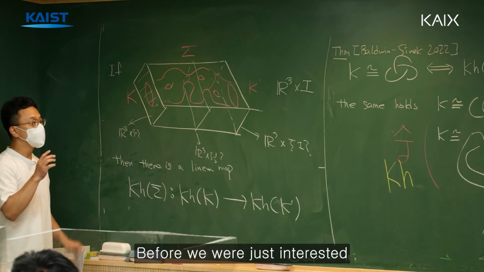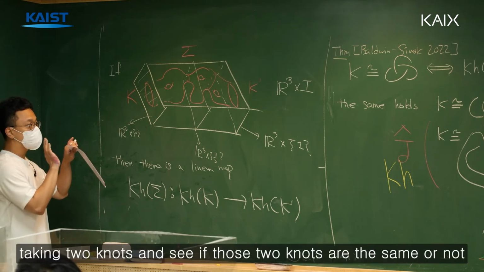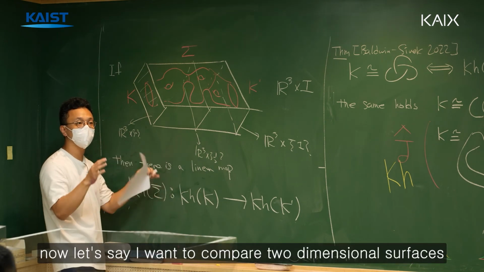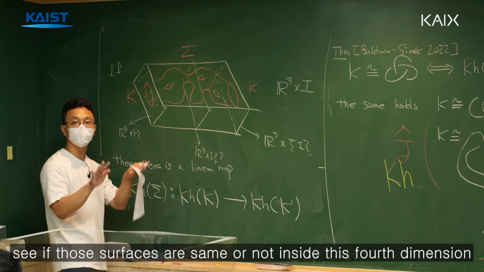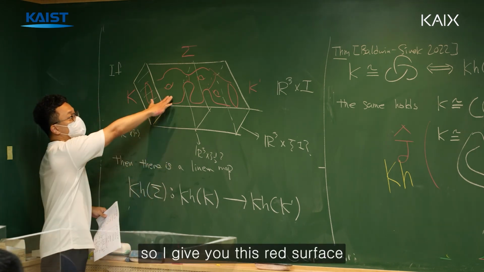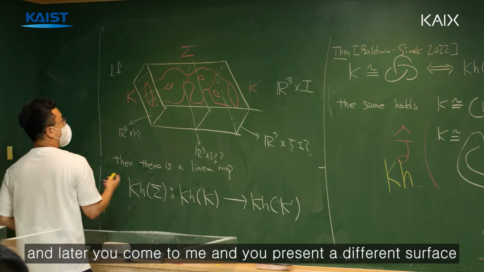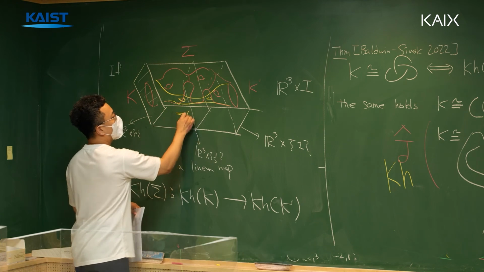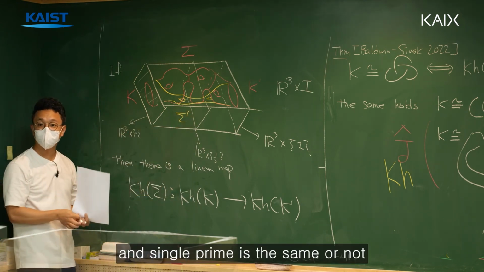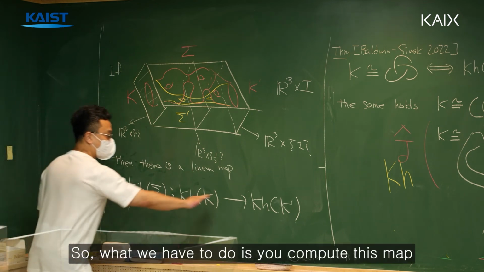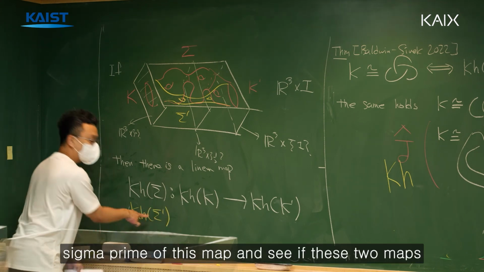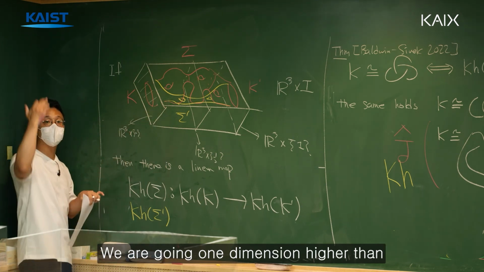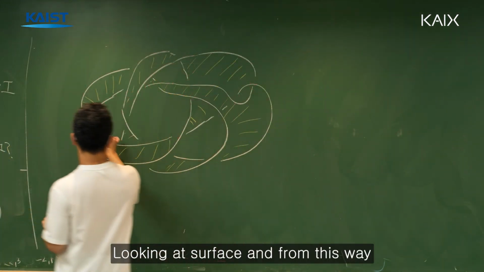So before, we were just interested in taking two knots and seeing if those two knots are the same or not. But let's say I want to bump up a dimension one higher. Now let's say I want to compare two-dimensional surfaces and see if those surfaces are the same or not inside this fourth dimension. So I give you this red surface, and later you come to me and you present a different surface, sigma prime, and we want to compare if sigma and sigma prime are the same or not. So what we have to do is compute this map and compute the map for sigma prime and see if these two maps are the same or not. If those maps are different, we can conclude these surfaces are different. So we are going one dimension higher than what we were doing before, looking at surfaces this way.